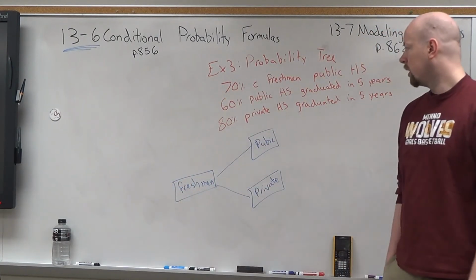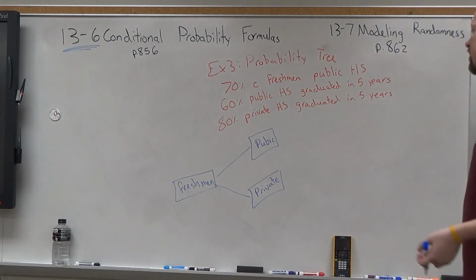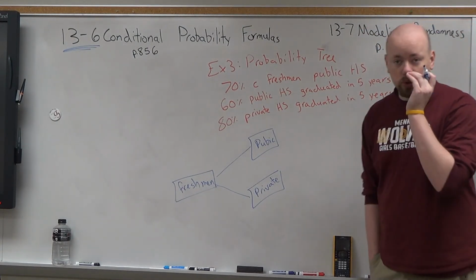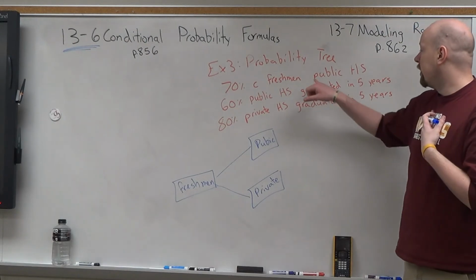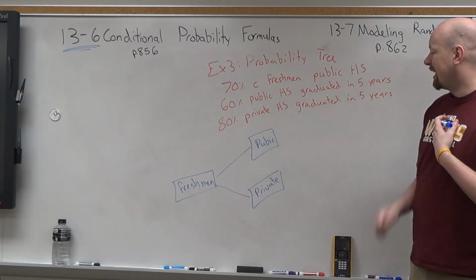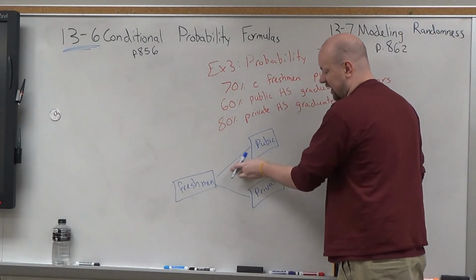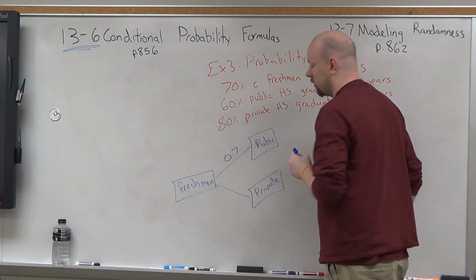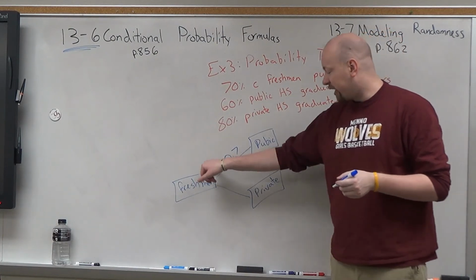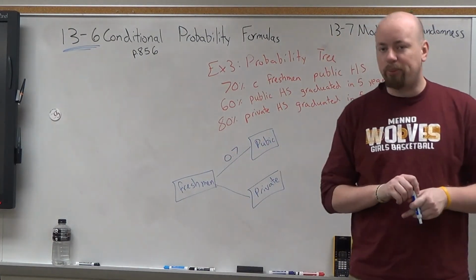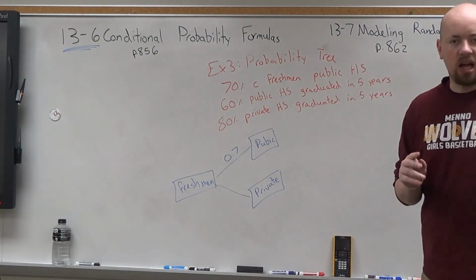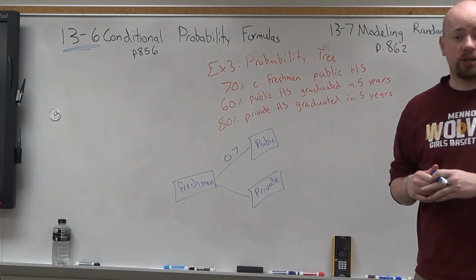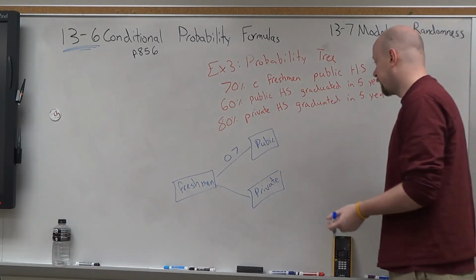Okay. So, how many of them went to a public or a private school? Do we know that information? Well, we do. We know 70% of public freshmen went to a public high school. So, 70% went on this path, or as a decimal, 0.7. But if 70% of freshmen were public, how many had to be private? Well, again, logic would dictate that the remaining percentage would be 30%.